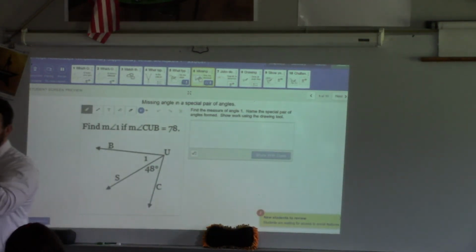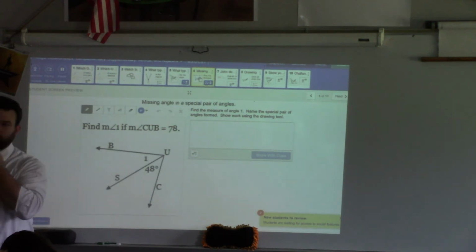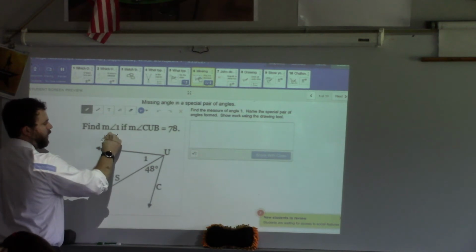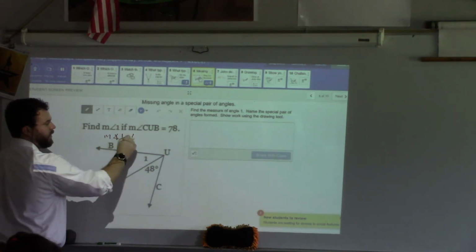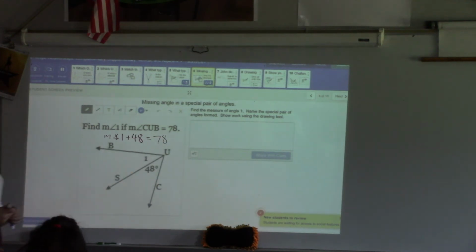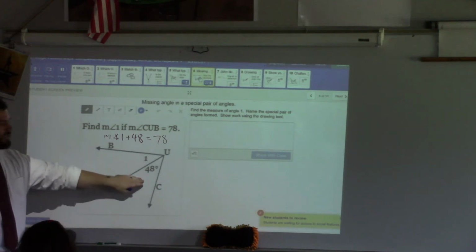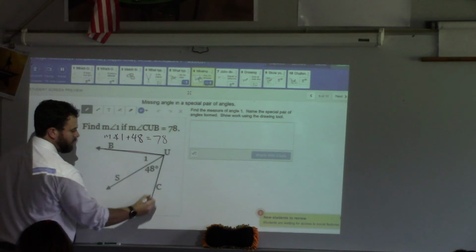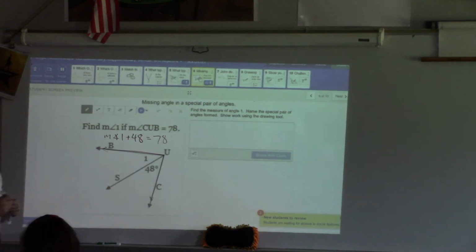Add 1 plus 48 equals 78, and then subtract 48. So the measure of angle 1 plus 48, you said, is equal to? 78. What do y'all think about that statement? Do we agree with that? So these two angles added together would have to add up to the entire angle of 78? Yeah. Okay? That's a fantastic start, Claire.